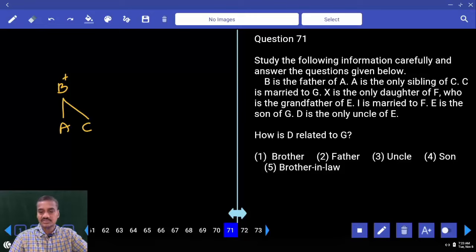And next one, C is married to G. C and G are a married couple, isn't it? And X is the only daughter of F, who is the grandfather of E. I is married to F. E is the son of G.